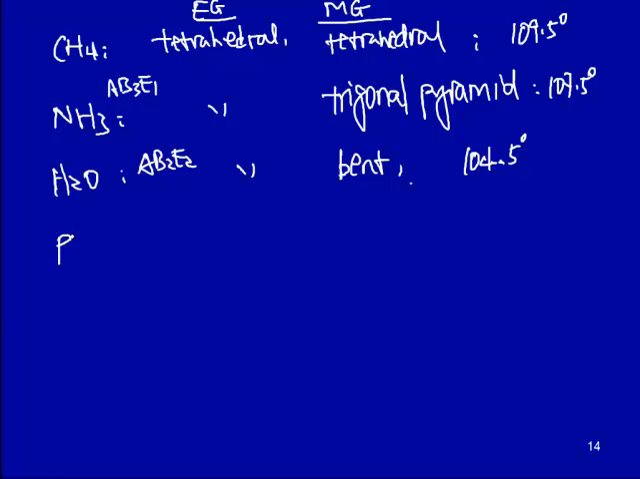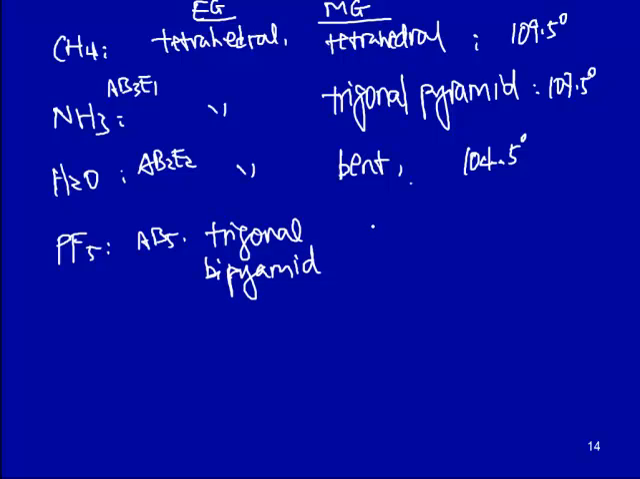So you can see PF5. This one will be AB5. This one will be trigonal bipyramid. The molecular geometry will be the same, and the bond angles will be 90 and 120.